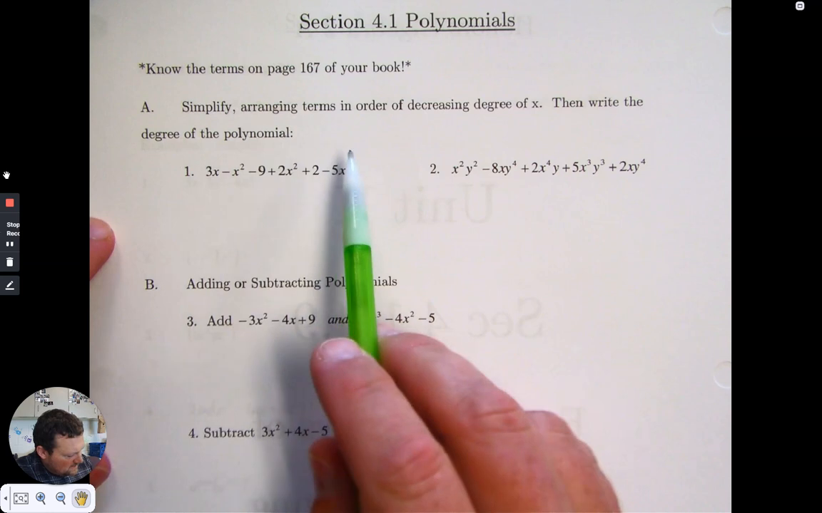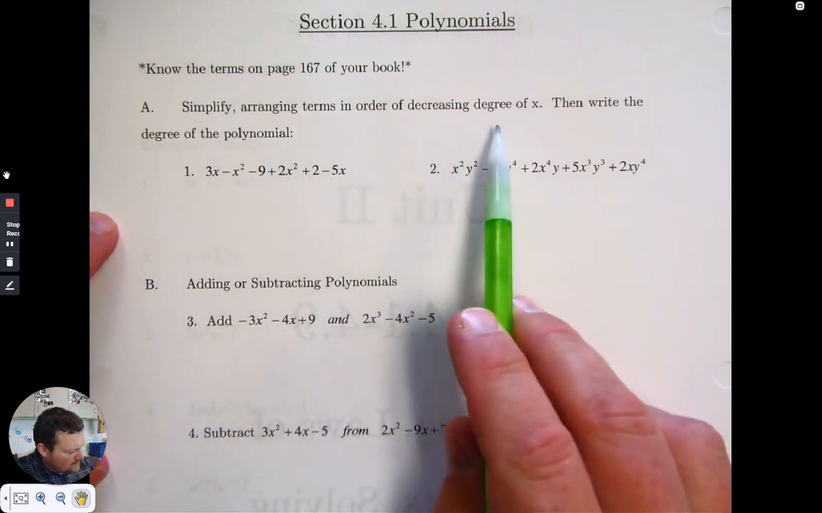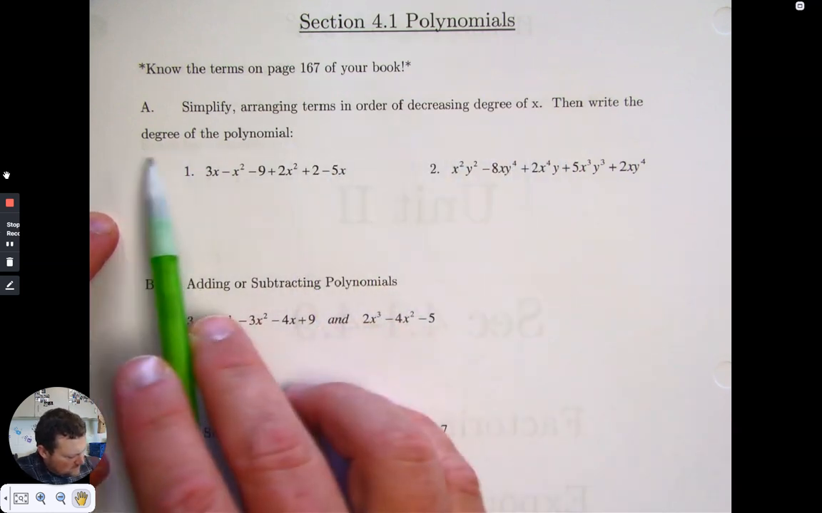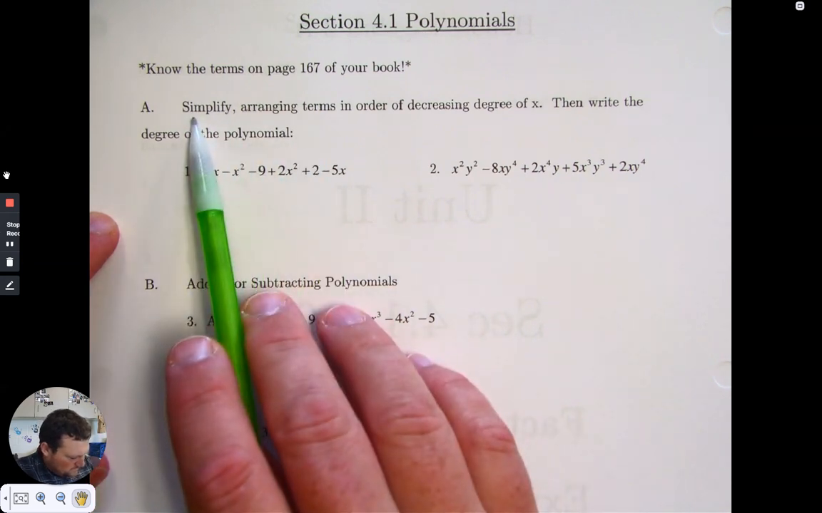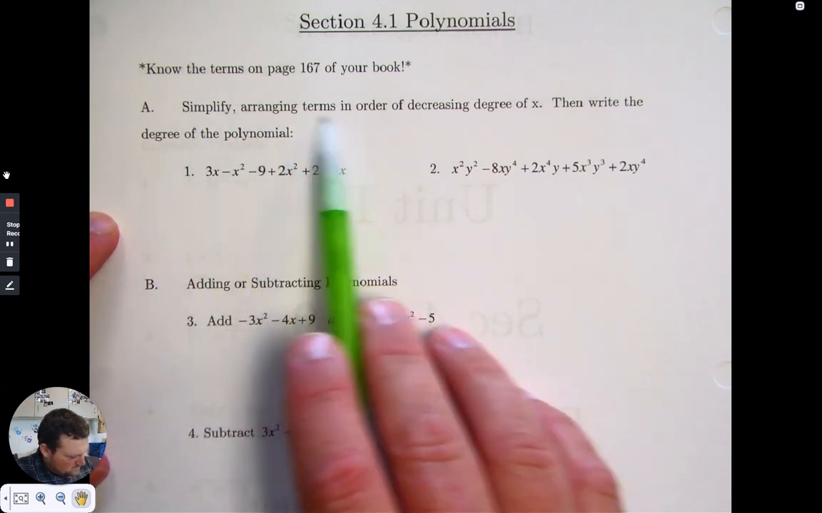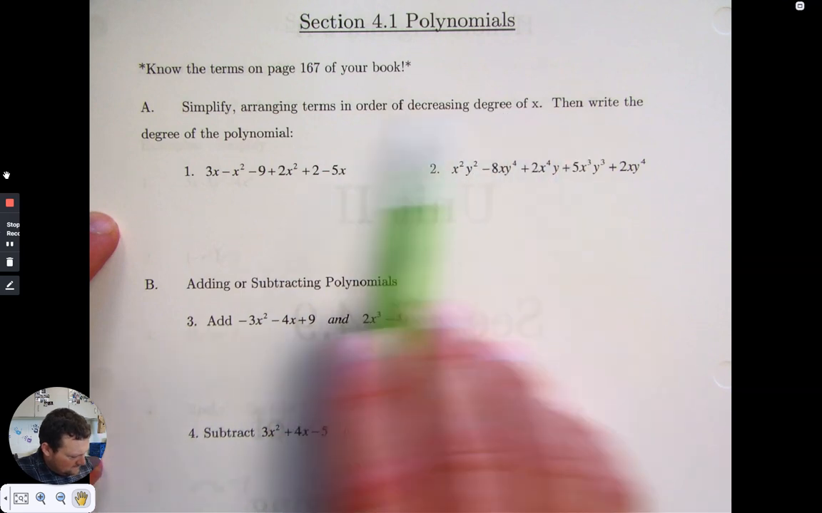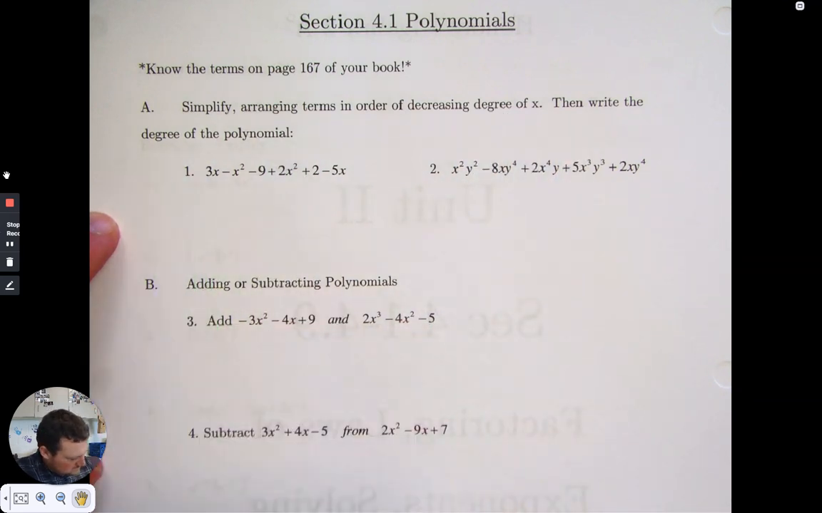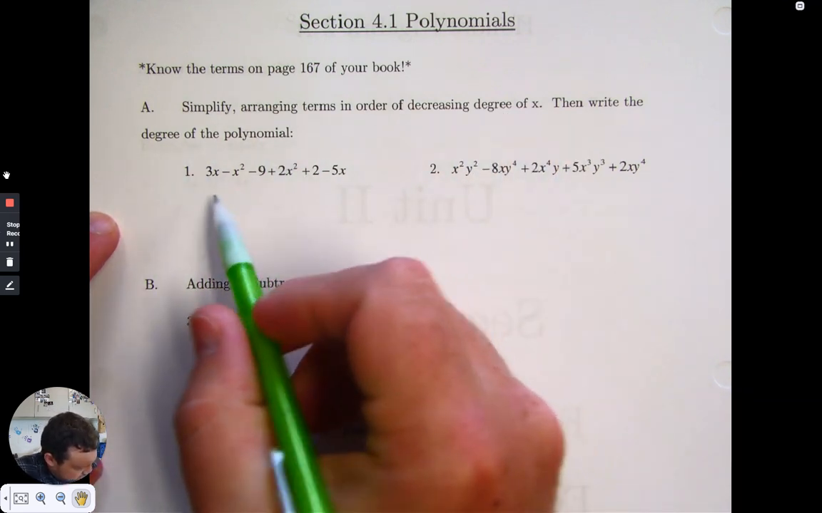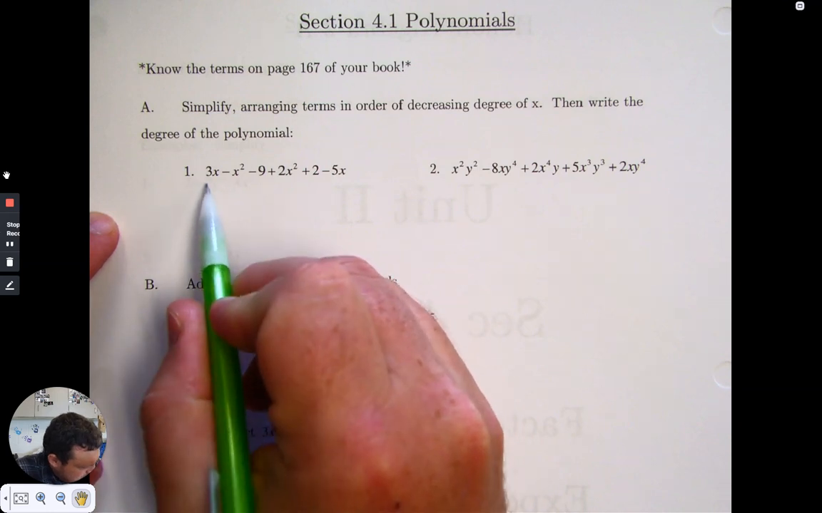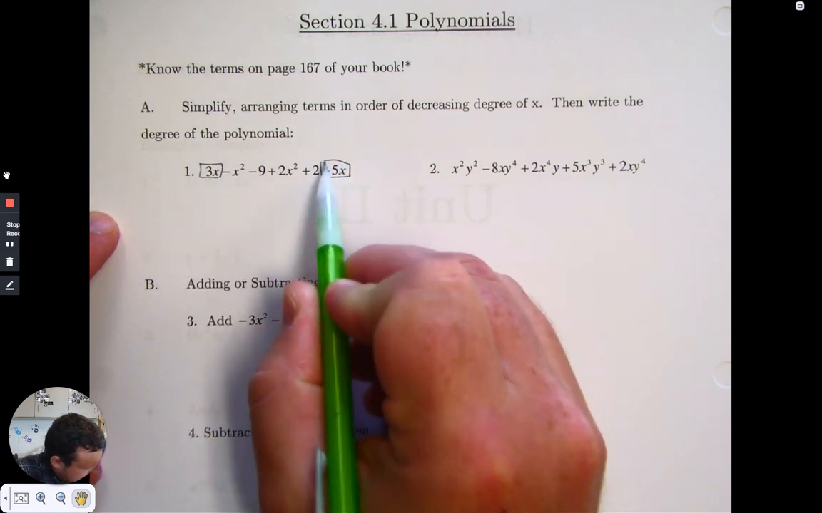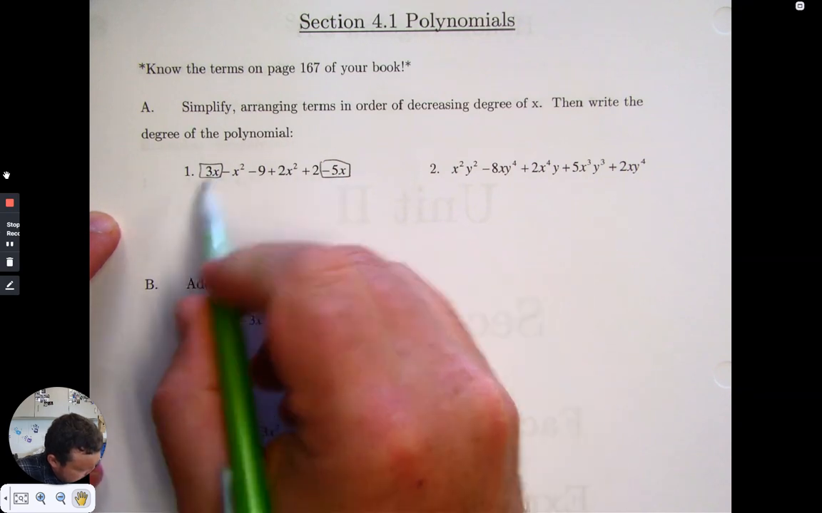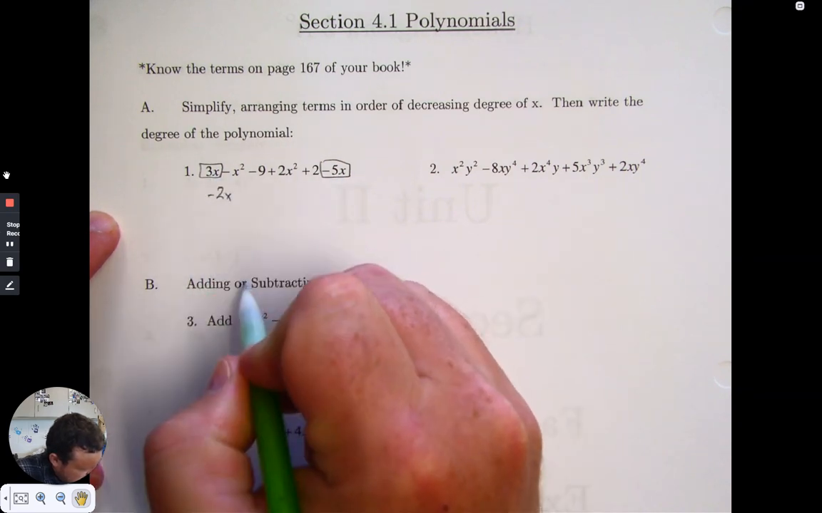Okay, it says simplify, arranging terms in order of decreasing degrees of x. Then write the degree of the polynomial. So here we have three parts, right? We have to simplify, we have to arrange in terms of the order, and then we have to identify what the degree is. So our first thing is to simplify, so that means we have to combine like terms. So we have a positive 3x here, we have a negative 5x here, so you bring 3x, negative 5x, leaves you with a negative 2x.